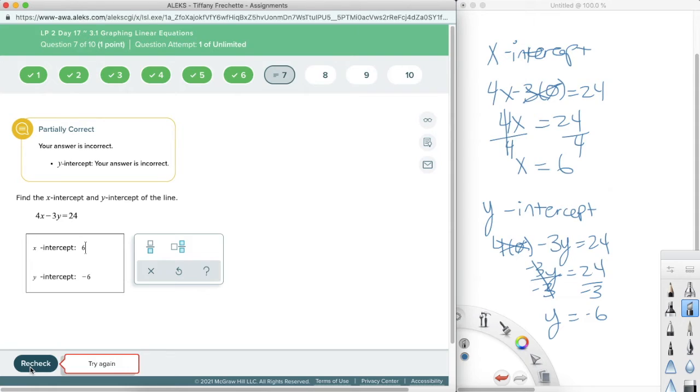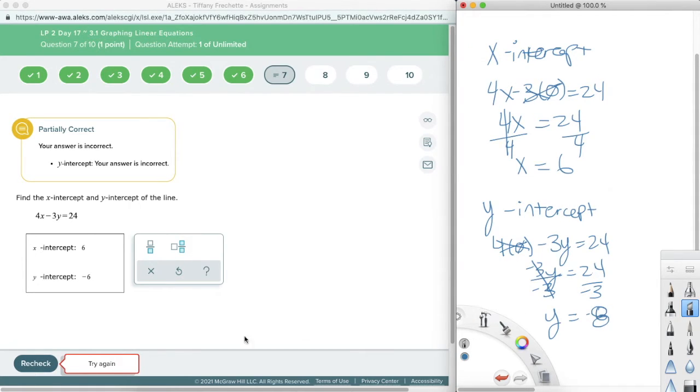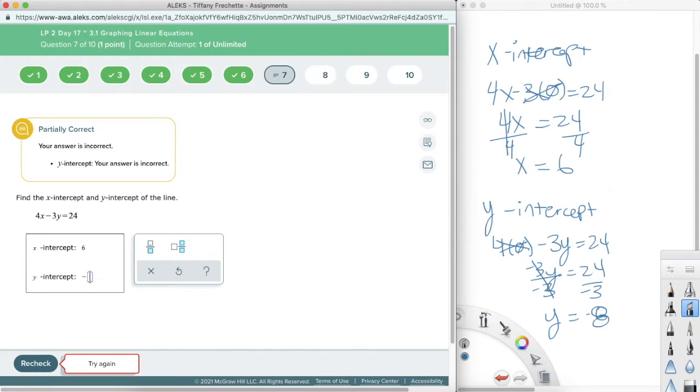What did I do? I made another mistake in here, didn't I? Oh, geez Louise. This would be 8. I'm just being silly right now. 24 divided by 3 is 8, not 6.